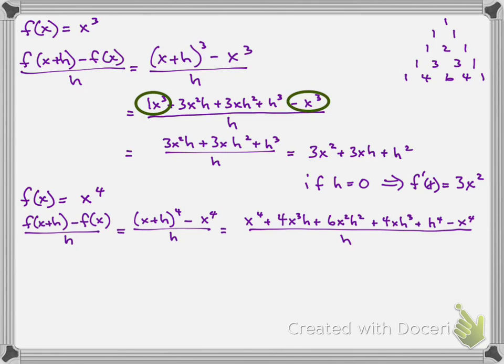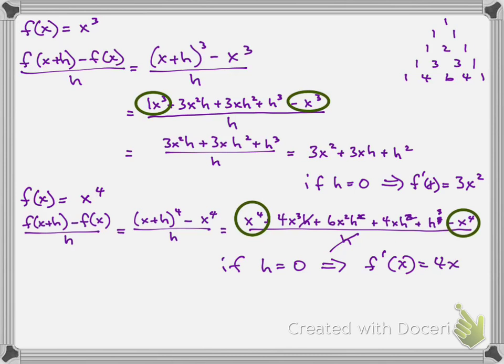Now we can kind of cut to the chase, can't we? All right, these are gone. We're going to cancel an h out of everything, right? So this h will be gone. That's h to the first, that's h squared, that's h cubed. That's gone. And what are we going to be left with if h is 0? We're going to have the rate of change function, which is 4x cubed.